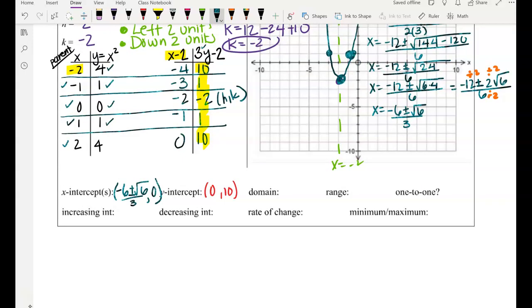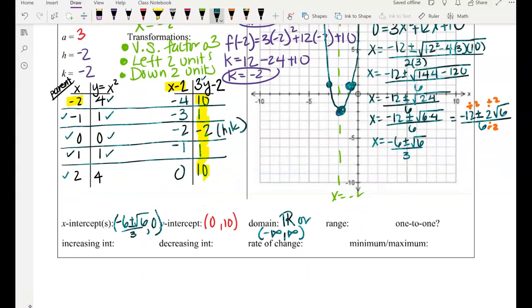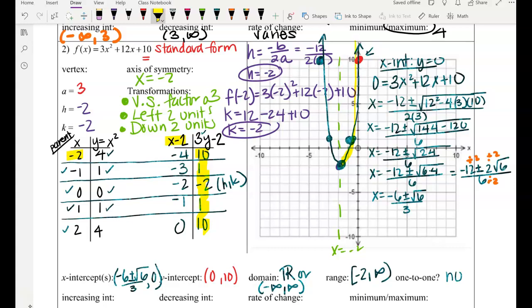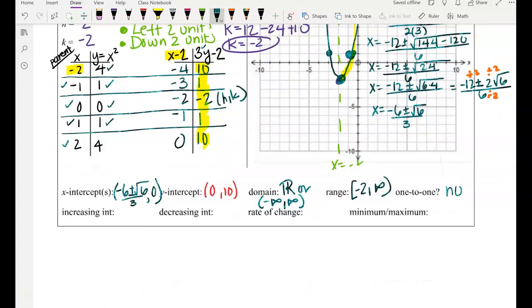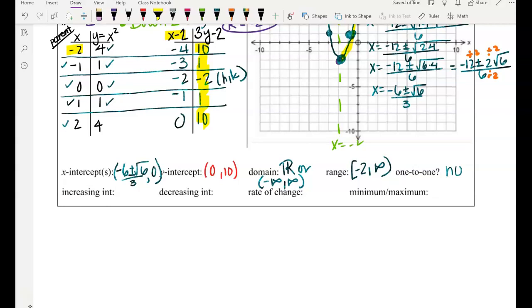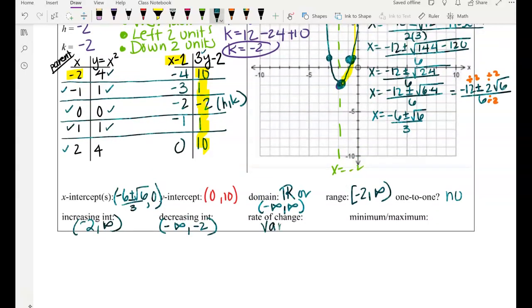The domain of all parabolas is going to be all reals, or we can use interval notation, negative infinity to infinity. Your range looks like your vertex is negative 2 comma negative 2, so your range is going to go upward, so it's going to be negative 2 all the way to infinity. It is not a 1-to-1. Increasing is going to be to the right of the axis of symmetry, so that's going to be from negative 2 all the way to infinity. That means the other side of the axis of symmetry, negative infinity to negative 2, is the decreasing interval. The rate of change, since this is not a V shape or line, is going to vary. You're going to have a minimum value, and it's a k value, which is negative 2.